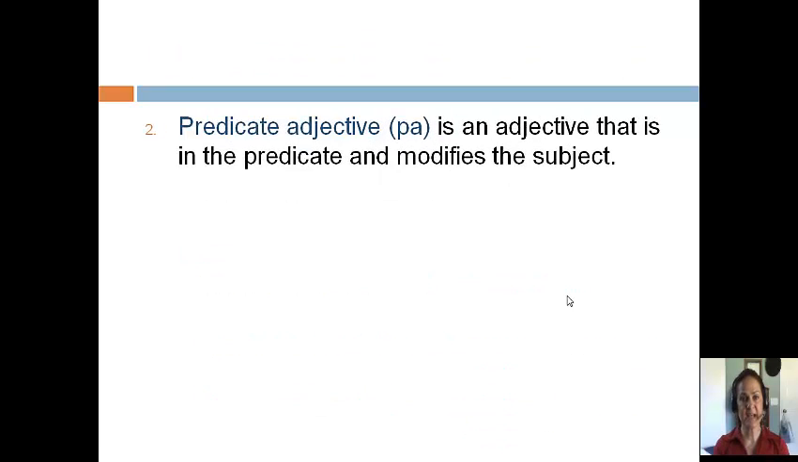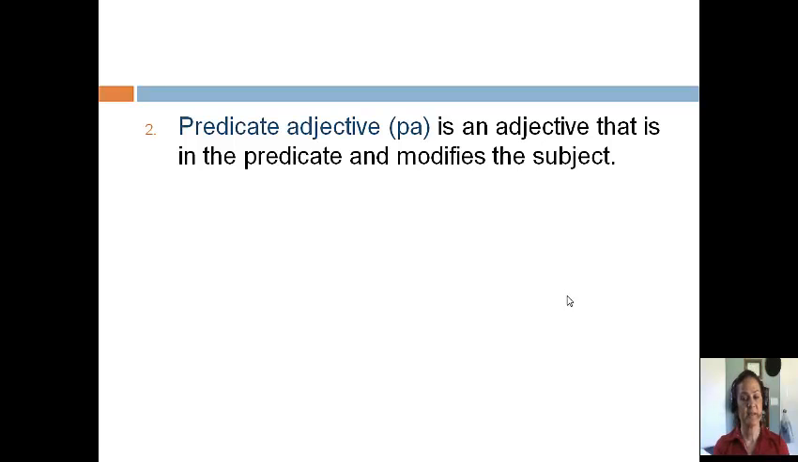Our second type of subject complement is a predicate adjective. A predicate adjective is an adjective that is in the predicate that modifies the subject. So the soup is hot, or hot soup.